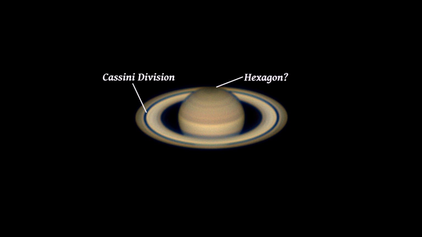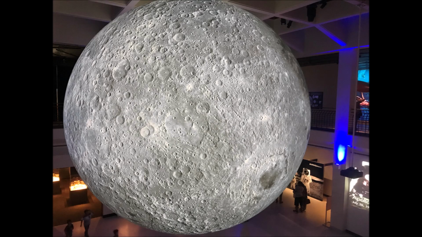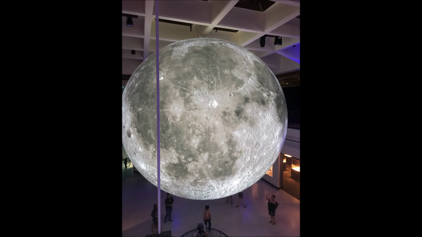And finally, in honor of the Apollo 11 anniversary, here's a couple of pictures I took of the moon, but not the real moon. This is a display in the Houston Natural History Museum. Quite impressive. It's 23 feet in diameter, and you can view it from every direction. It is well worth the visit if you are ever in the area.